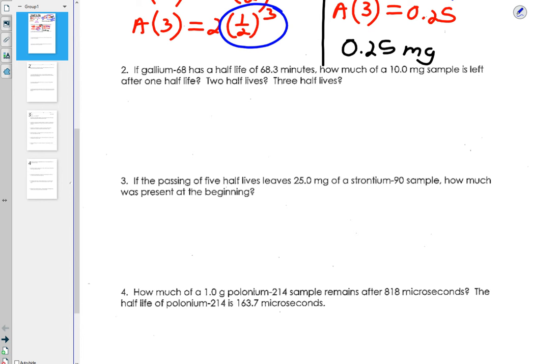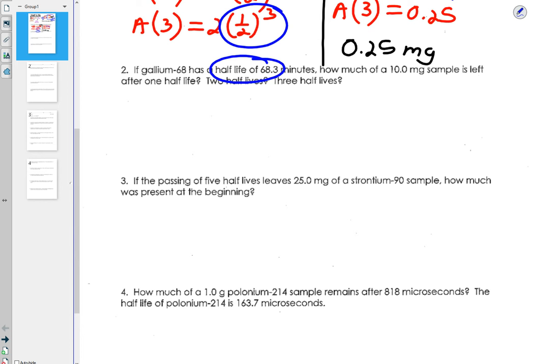What number is not going to be used here? 68, that's obvious. That's part of the name. What other number is not going to be used here? Yeah, we have no use for 68.3. Because, yes, they tell us that a half-life takes 68.3 minutes, but then when they give us the total time, they don't give us a total time.